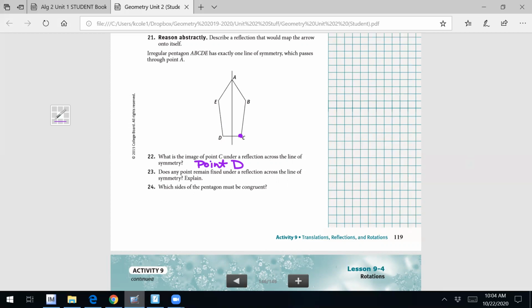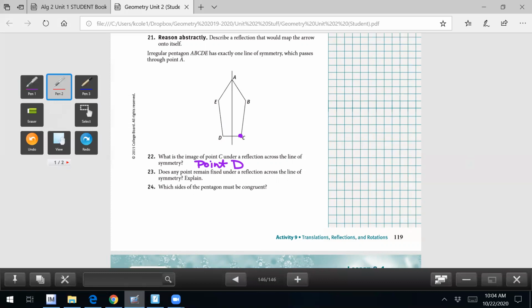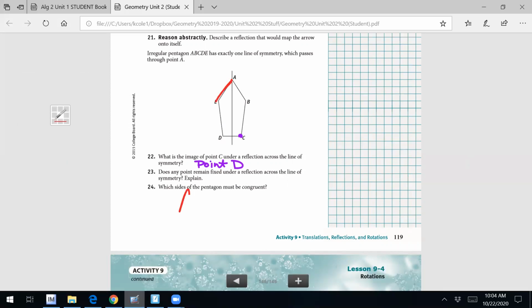24, which sides of the pentagon must be congruent? Which sides must be congruent? AE has to be congruent to who? AB. They must be congruent. And ED must be congruent to BC. Write those congruency statements if you didn't already do that. Those have to be congruent to one another or else it won't work. All right. Y'all go with that?